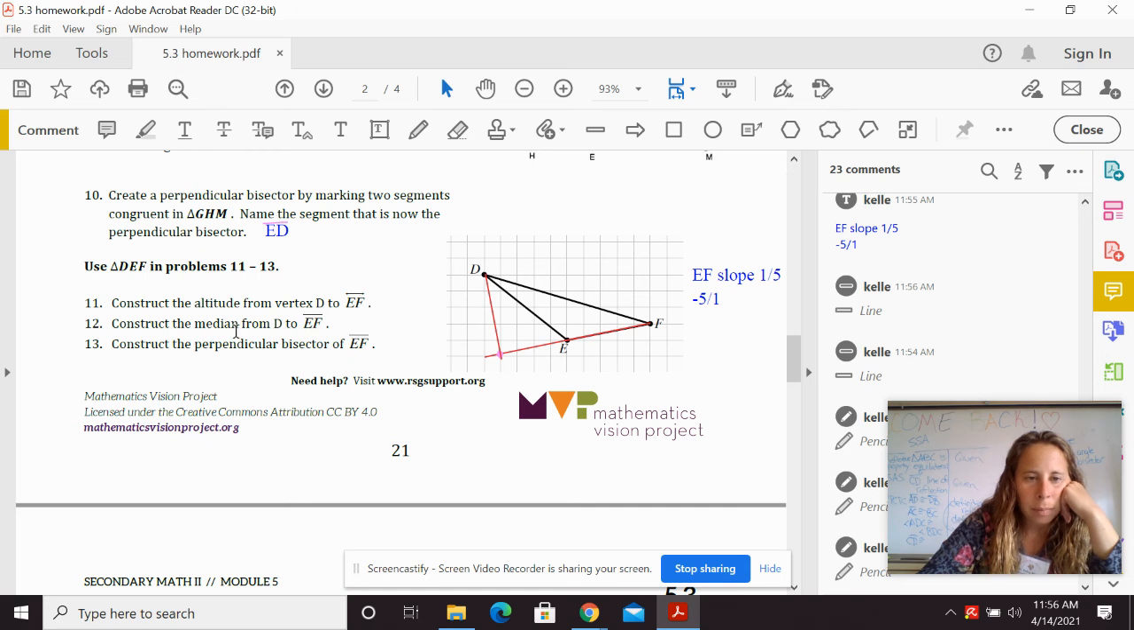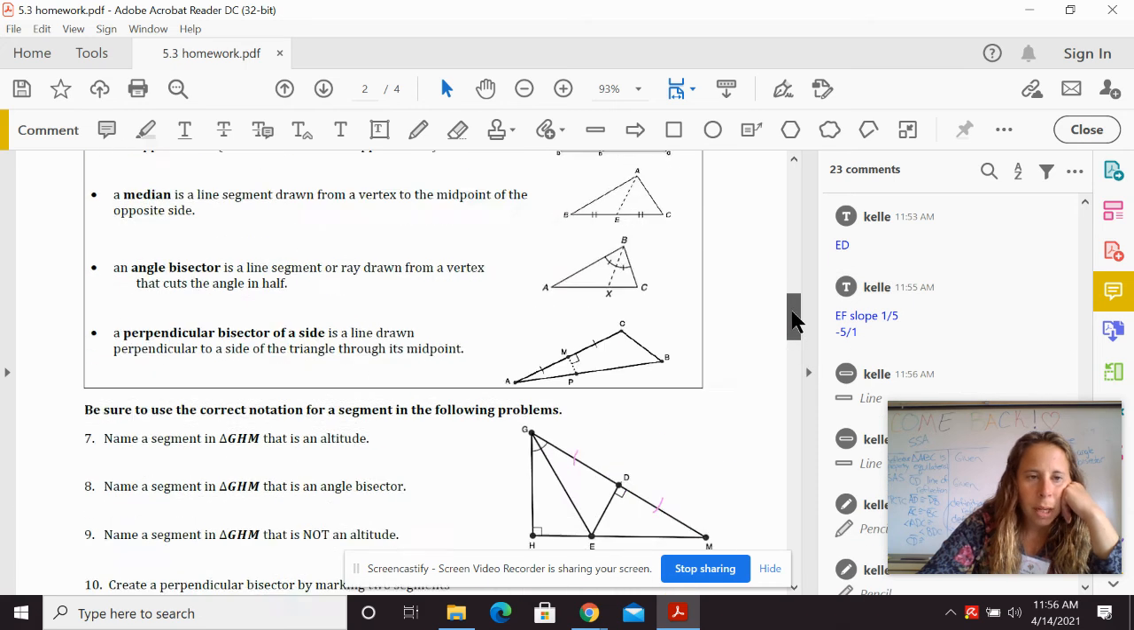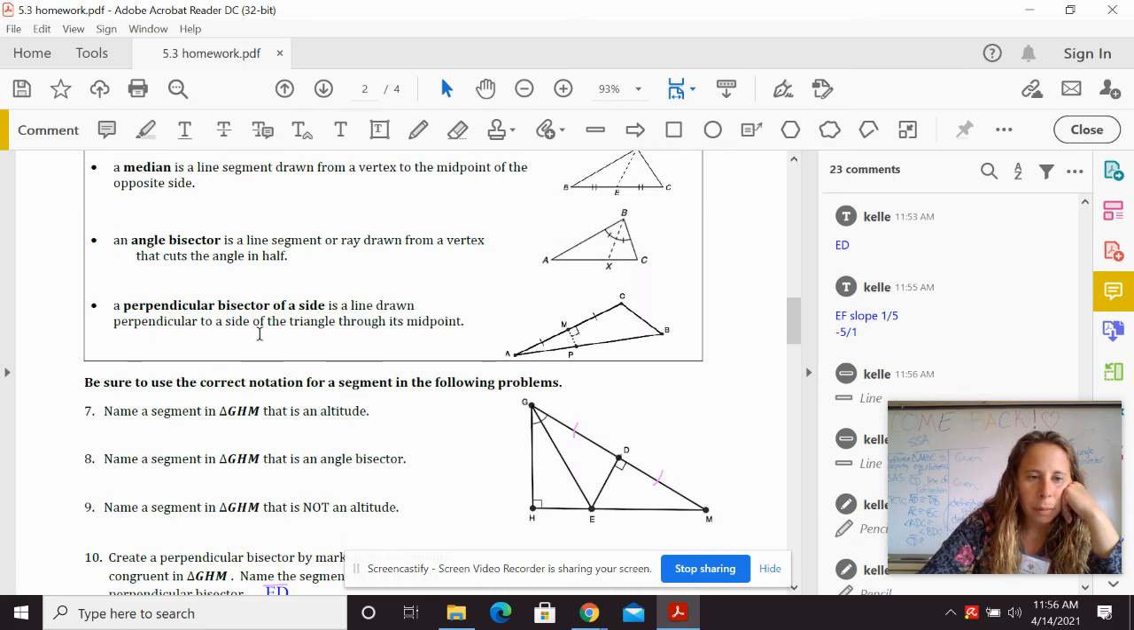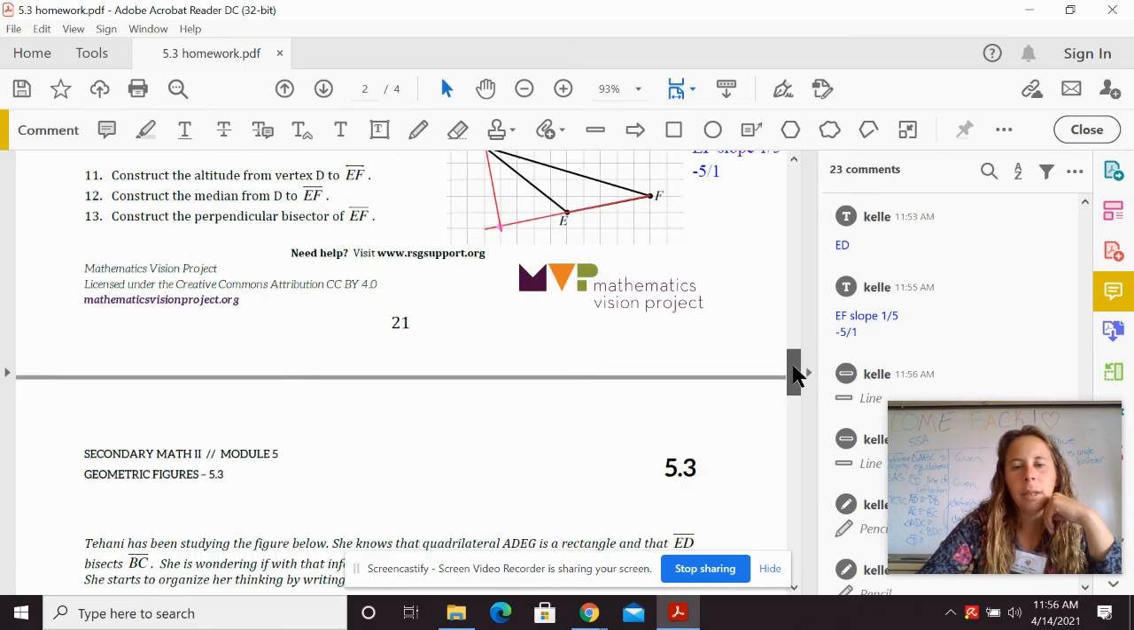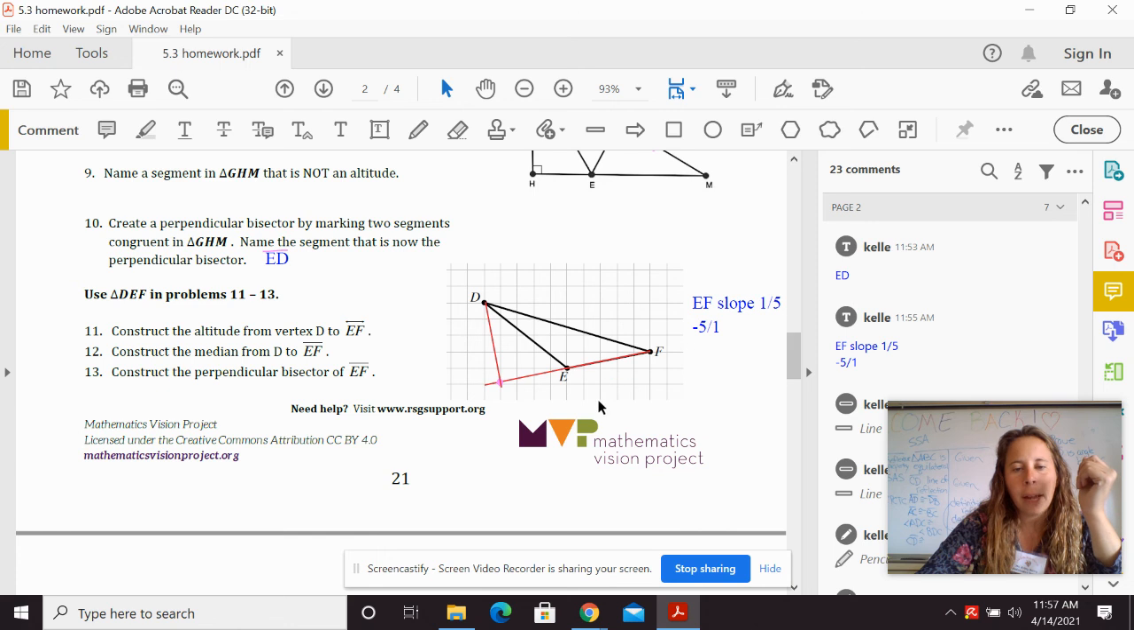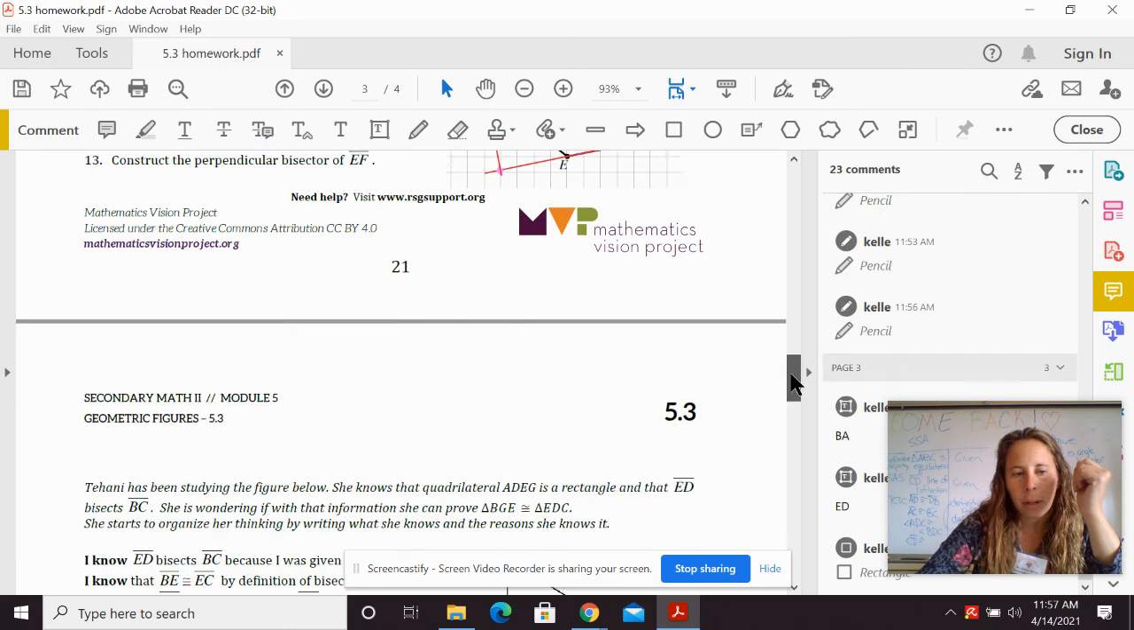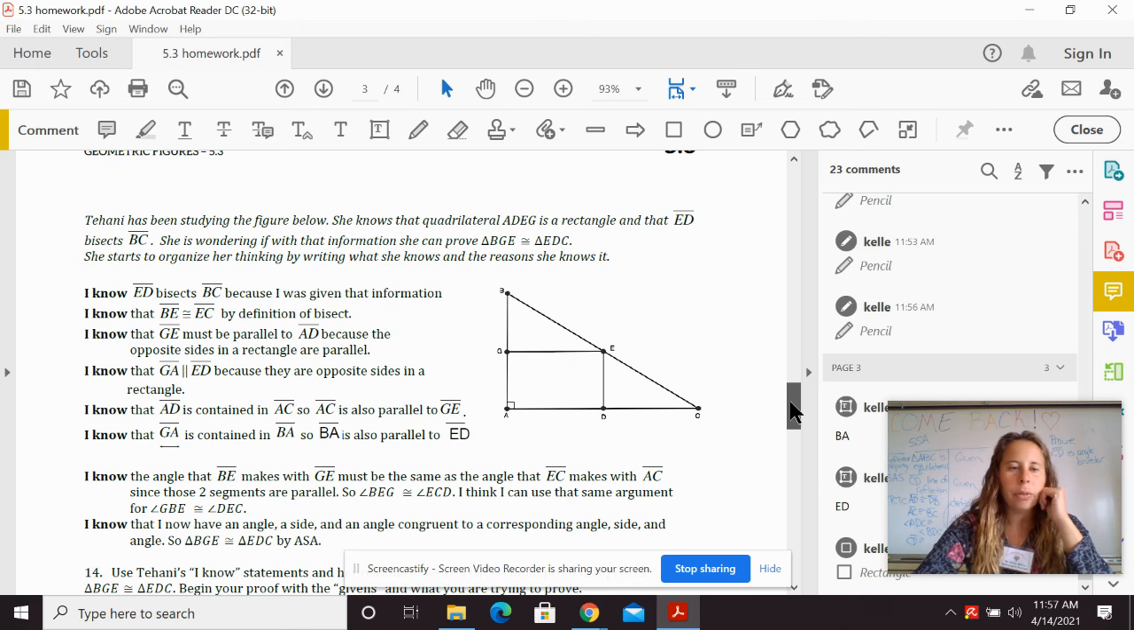The median, I think I'm going to make you figure out on your own. It's going to come from D, and it's going to hit the midpoint of this side. Perpendicular bisector of EF. So that does not have to come from D. Remember, scroll back up. It is a line drawn perpendicular to a side of the triangle through its midpoint. So your perpendicular bisector has to cross in the middle, and it has to be perpendicular to this line. All right? Try that by yourself.